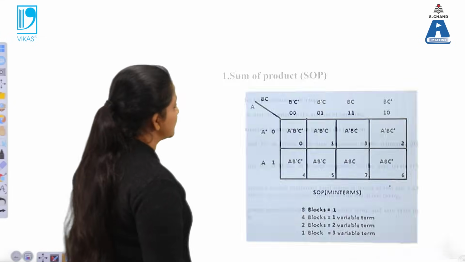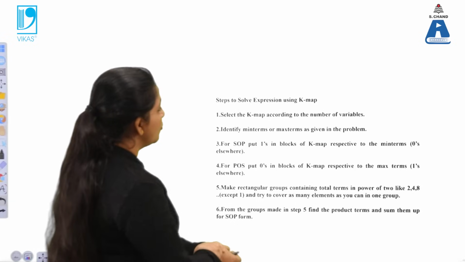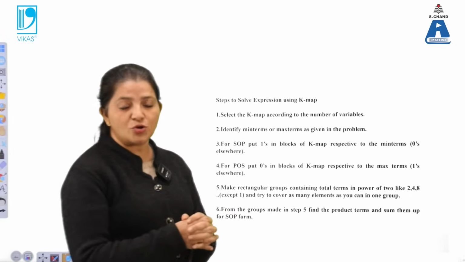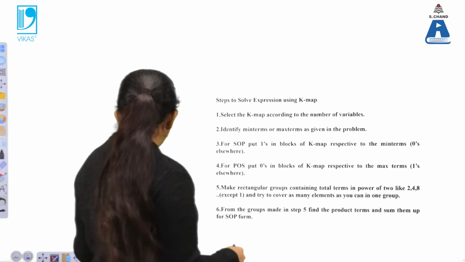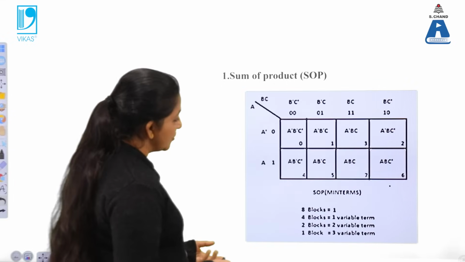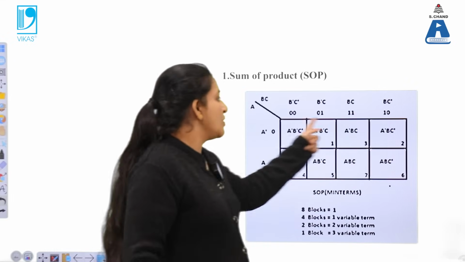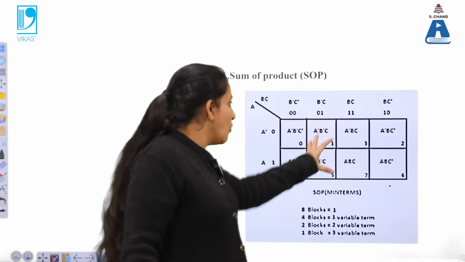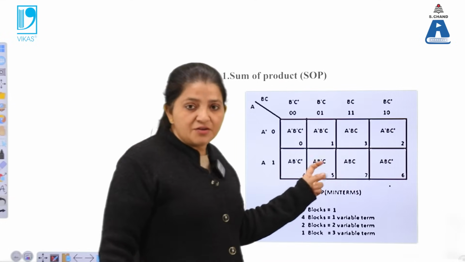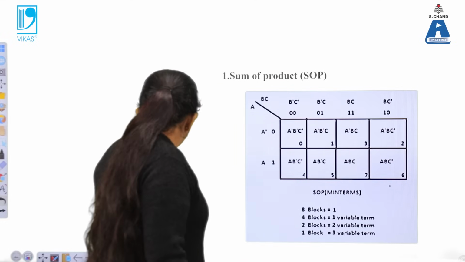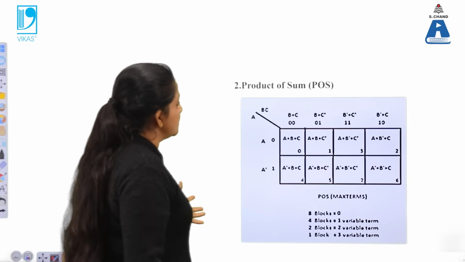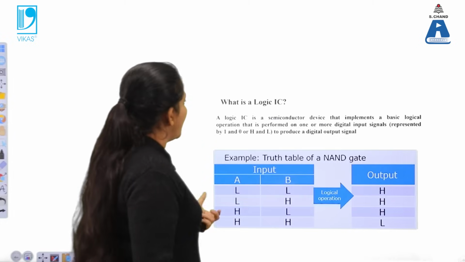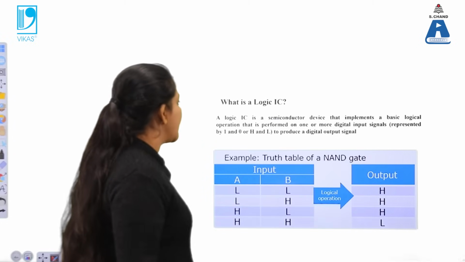So K-maps are basically used to define the whole circuit in the minimum number of variables. That means the large number of variables can be reduced in this case. So in only this one block we can represent the whole system, or the whole digital circuit. So depending upon these terms, another term that can be defined is known as the logic IC. So what is logic IC?